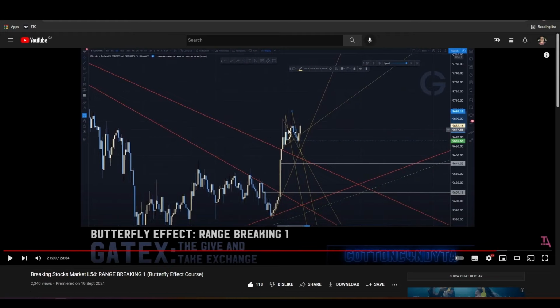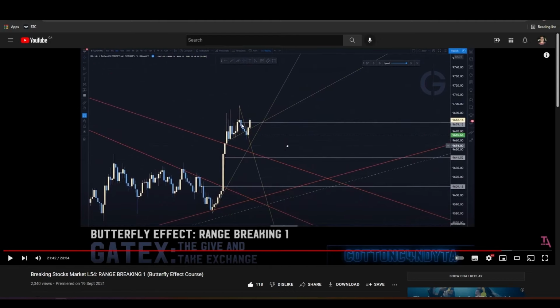Okay, so let's dissect the first part of this. You have a hold level here, right? Let's go forward a little bit here. You have a hold level here. This hold level represents the failure of this trend. So that's kind of the first thing to realize.